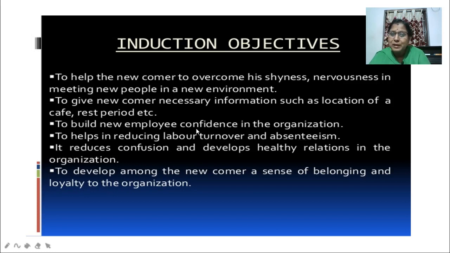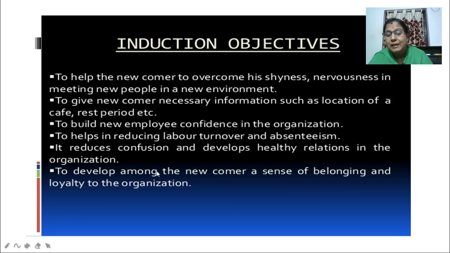Once you get confidence, once the person feels very happy to work there, definitely he will not leave the organization. We will not have a turnover problem at all, and absenteeism will not be there. It reduces confusion and develops healthy relations in the organization. This is also important. It reduces a sort of confusion, and it develops healthy relations in the organization. To develop among the newcomer a sense of belonging and loyalty to the organization.